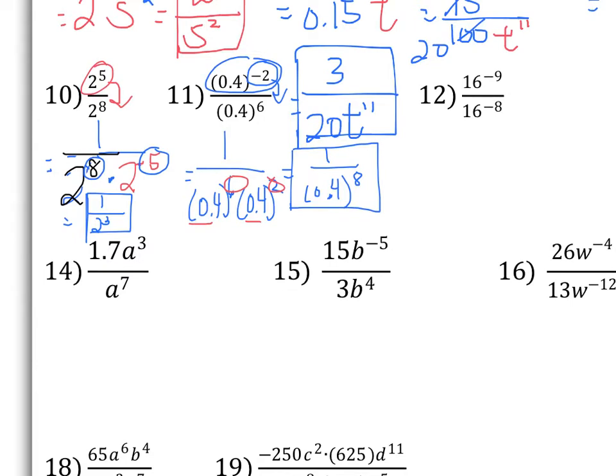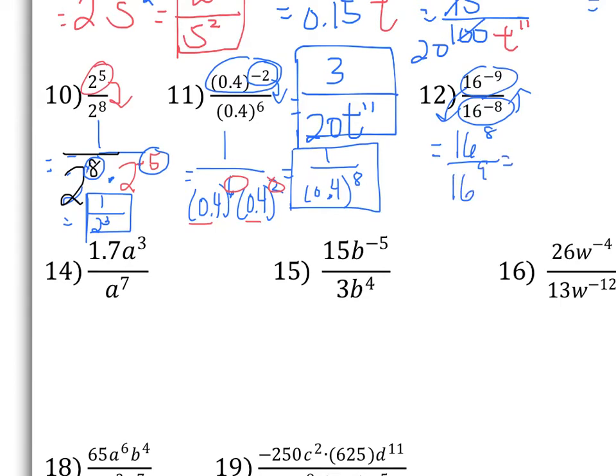Number 12, you can do it this way. Okay, I'm going to show you one way. Move the negative 8 to the numerator. It becomes positive, and then move 16 to the negative 9th power to the denominator, so it becomes positive.